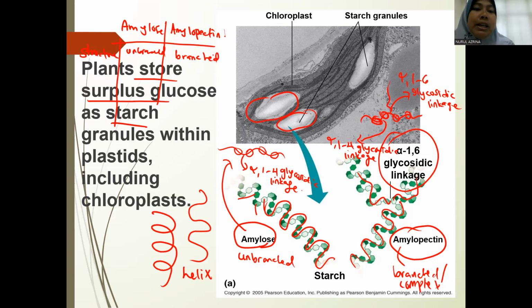Alright. Number 2 is in term of apa nak bezakan? In term of covalent bond that is formed. Ataupun nak buatlah bond contohnya, ikatan. So amylose ikatan apa yang ada? Satu jenis sahaja. Alpha 1,4 glycosidic linkage. Amylopectin ikatan apa yang ada? Alpha 1,4 glycosidic linkage and alpha 1,6 glycosidic linkage. Okay. So lengkapkan kotak tu nanti. Right? Okay. Next.